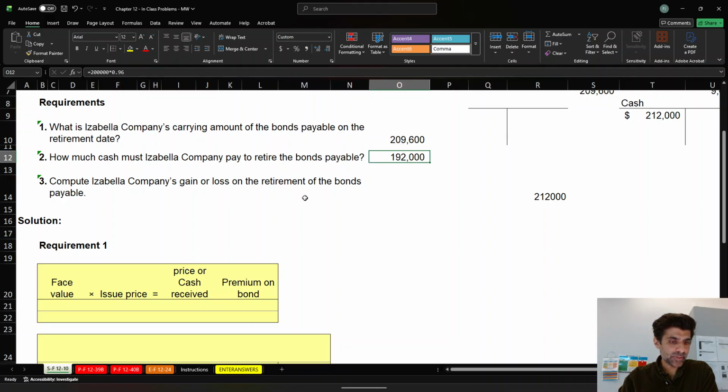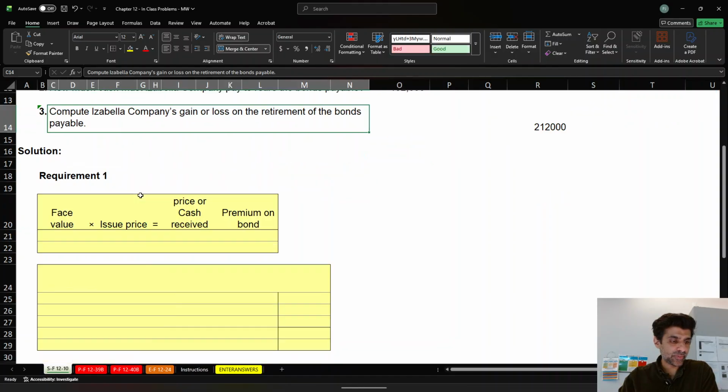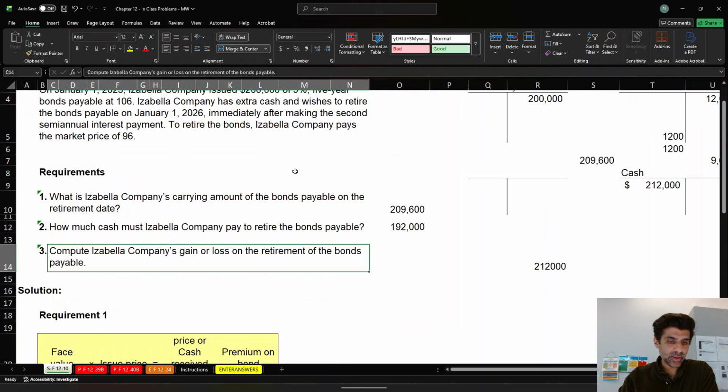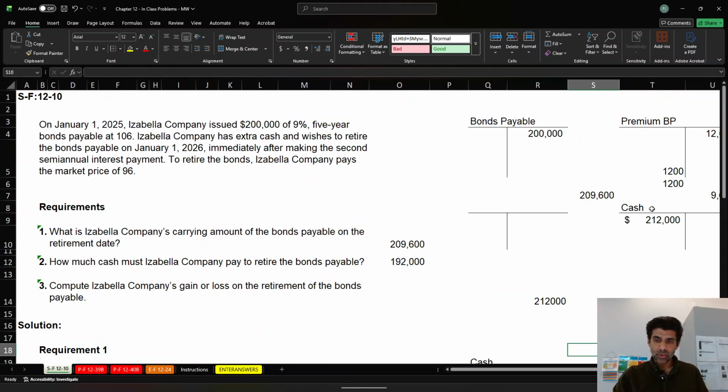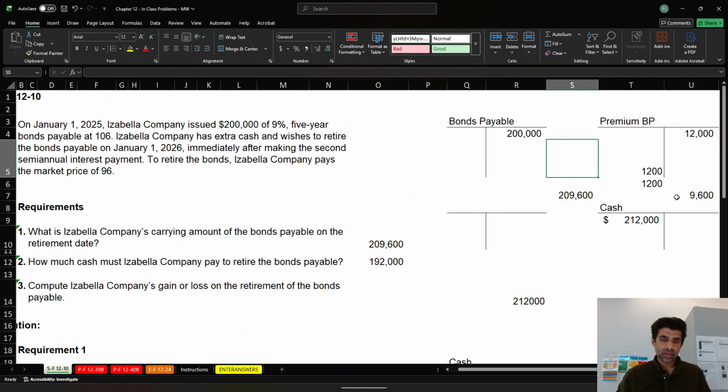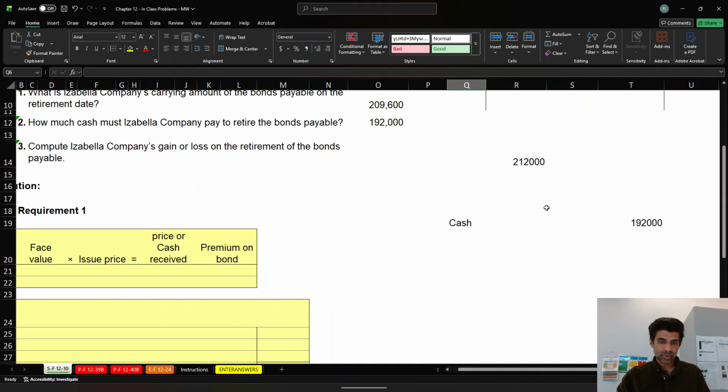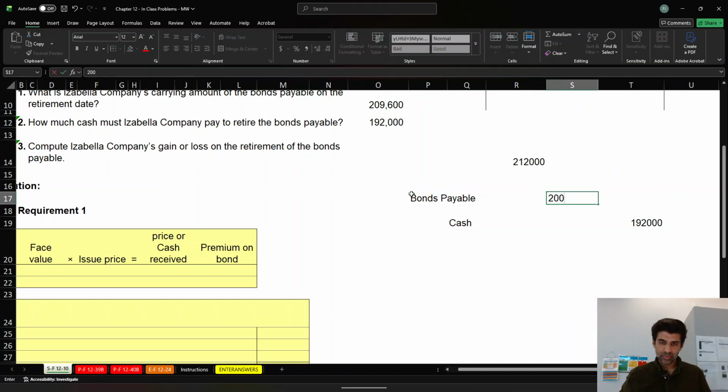Okay, so now we're pretty much set up to answer this third one. We'll just have to do the journal entry. I think the easiest way to answer this is to do the journal entry upon retirement. So we're going to pay cash, 192,000. We know that we will have to debit bonds payable, 200,000.